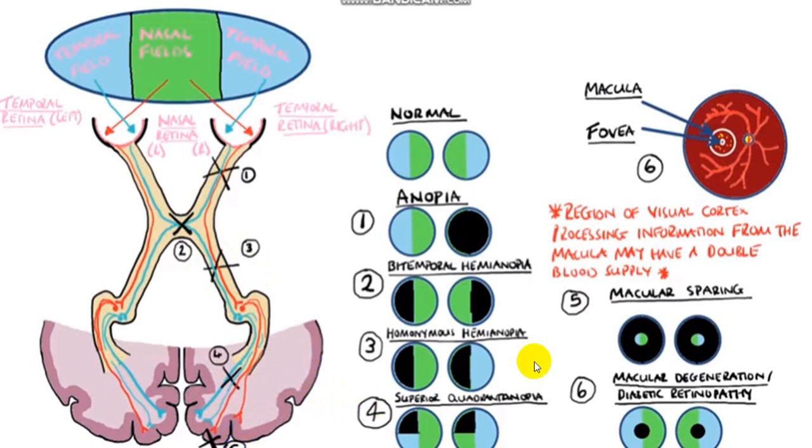And when you get the damage at level 5, you will have macular sparing, and if you get the damage at 6, it will be macular degeneration, which can produce central loss of field. Central field will be lost in macular degeneration and diabetic retinopathy. That will be very, very peculiar. The centermost part is called the fovea, and the surrounding area is called the macular field.